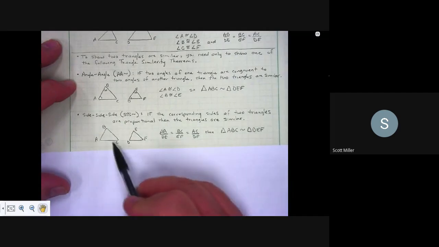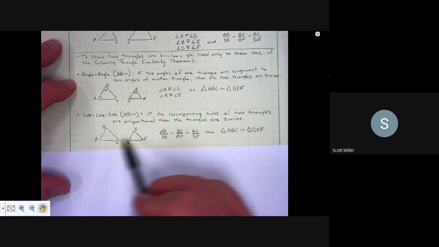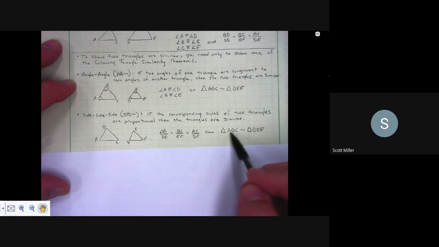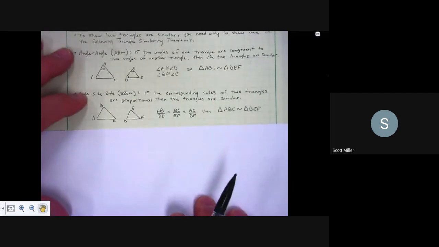The other one is side-side-side similarity. If the corresponding sides of two triangles are proportional, then the two triangles are similar. So if I can show some proportionality between the side lengths, like in these proportions right here, then I know the two triangles will be similar. The naming is the same. You need to name the corresponding parts in the same order, so be careful when you name these things also.